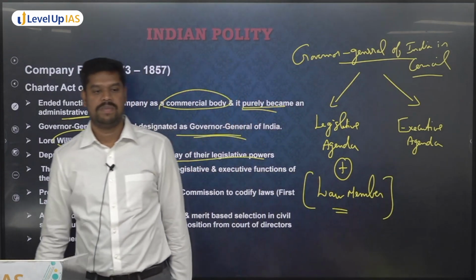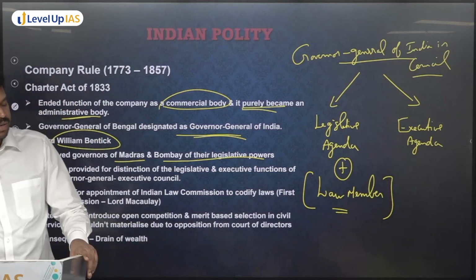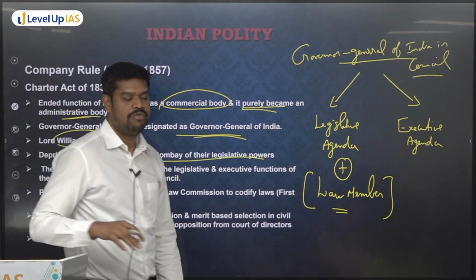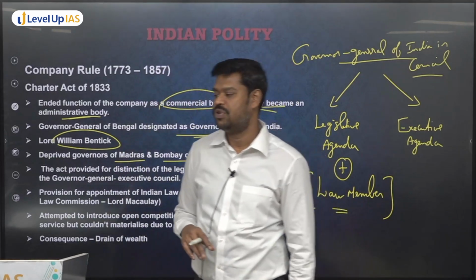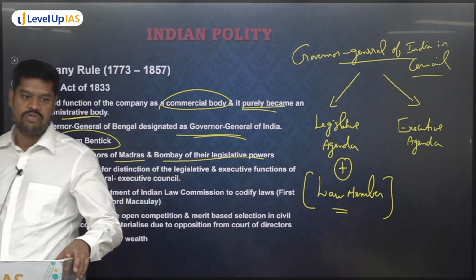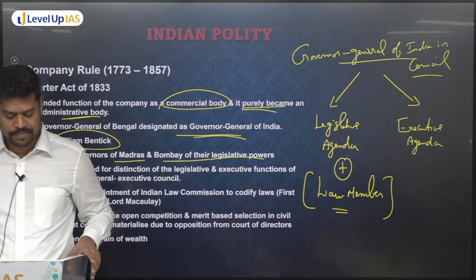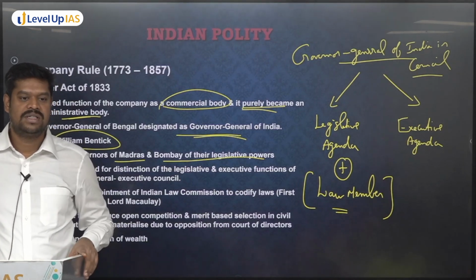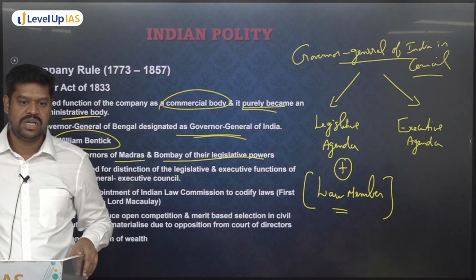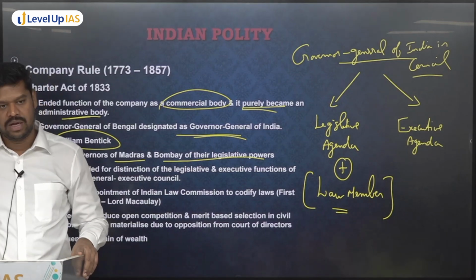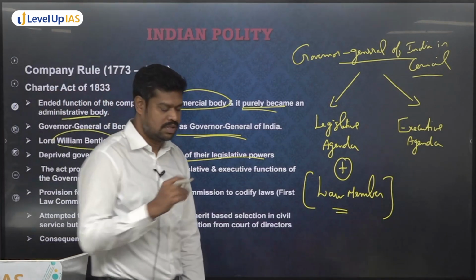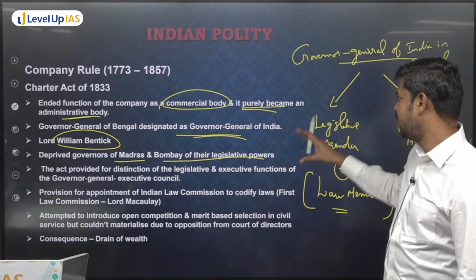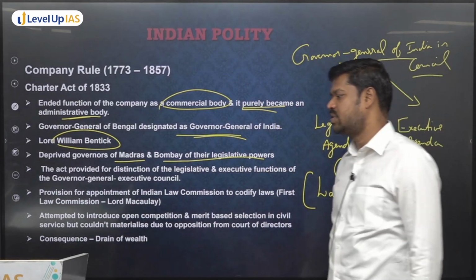A law member was part of that particular meeting only when the Governor General and Executive Council met for what is called the legislative functions, and not for the other areas. Is that clear till this point of time? And who was the first such law member appointed by the British government? It was Lord Macaulay. It was Lord Macaulay who was part of these meetings when they met for what is called the legislative agenda.